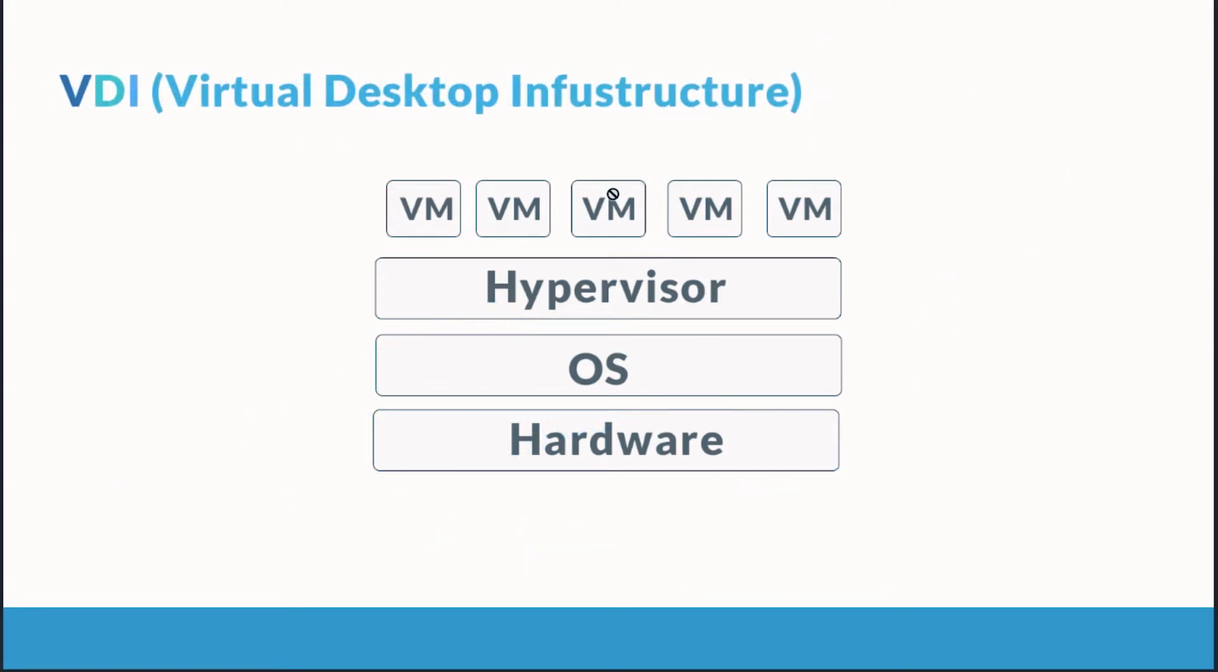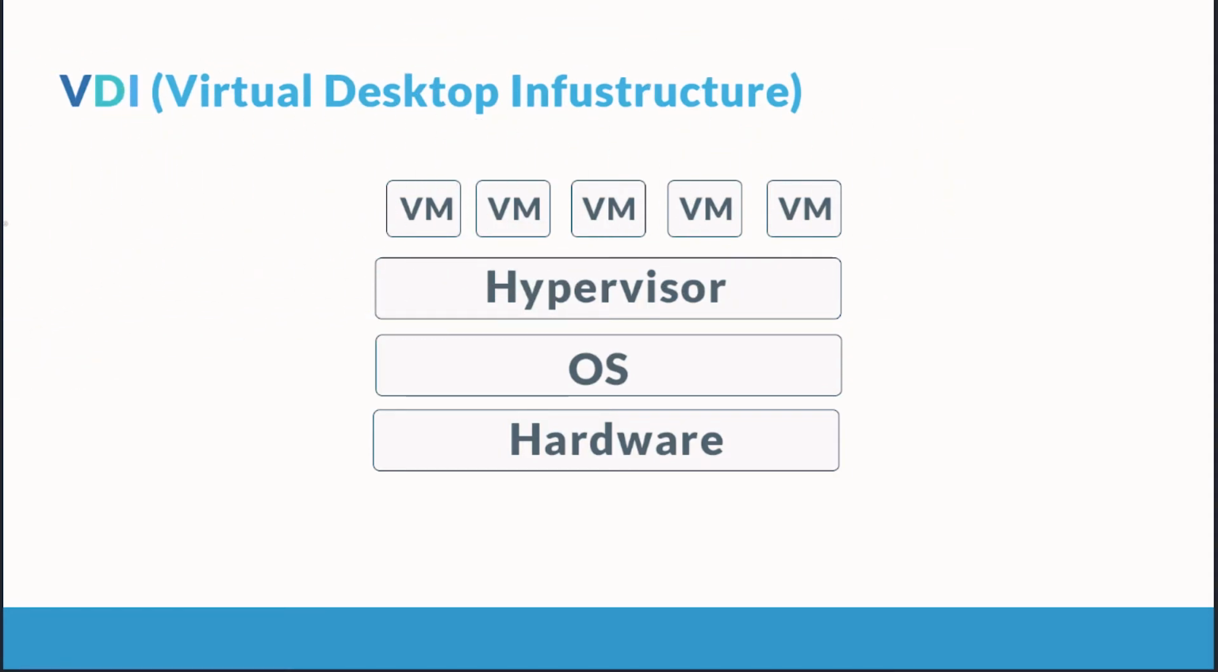So here we are at VDI, and VDI is something that's key really, and it's getting more popular by the day. This is mainly because of the rise of cloud. VDI stands for Virtual Desktop Infrastructure, as I wrote down there, and we're using the same diagram to explain it.